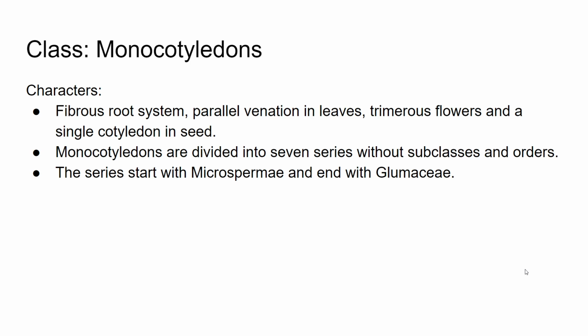Then class Monocotyledons. In monocotyledons, fibrous root system, parallel venation leaves, trimerous flowers and a single cotyledon in seed. These are monocots characters. Monocotyledons are divided into 7 series without subclasses and orders. The series start with microspermae and end with glumaceae. This is Bentham and Hooker's system of classification.